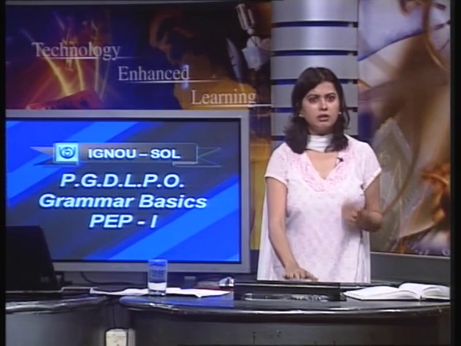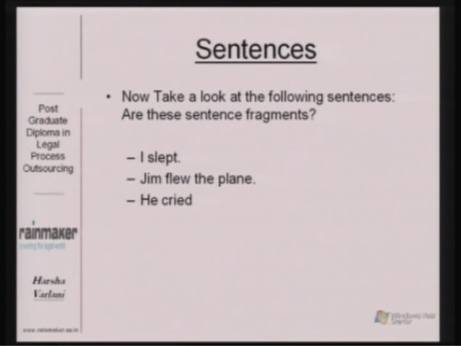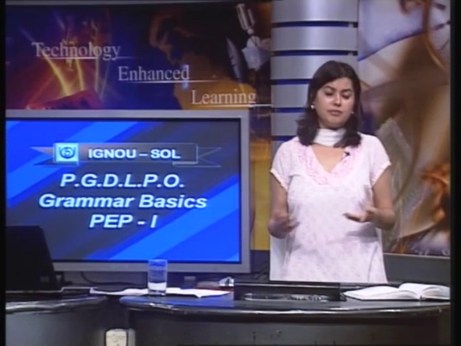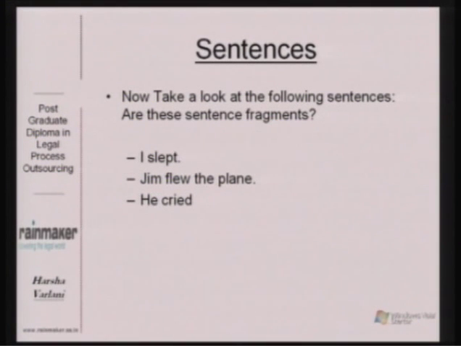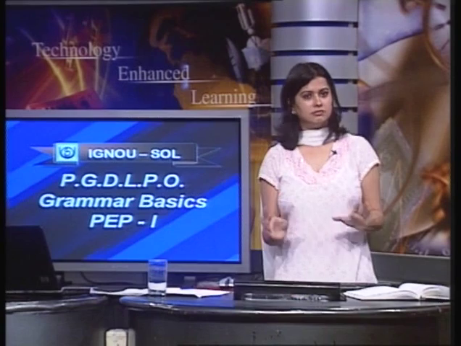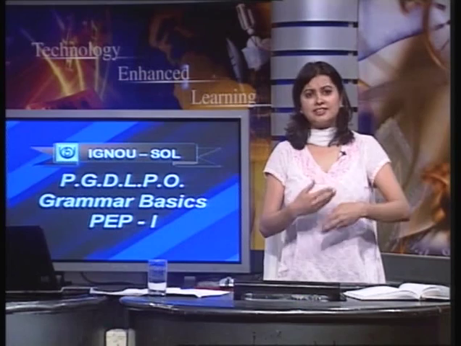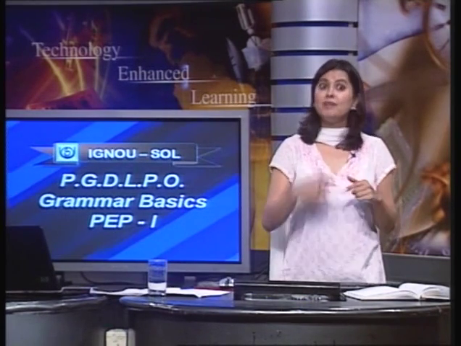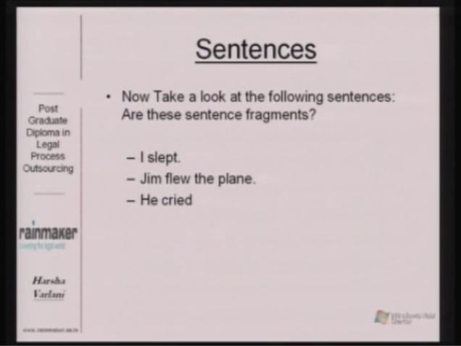Are these sentences maybe just too short, that is why they are not a full sentence? So let us look at these sentences. I slept. Did it give you a full picture? Yes, I slept. Jim flew the plane. Okay, it gave me a full picture. Maybe you want to ask more questions to get more details, that is a different thing. But when I say Jim flew the plane, it gives you a complete picture. He cried. It gives you a complete picture. Maybe you would want to know why he cried, and so on. That is to and fro communication to get more information. But when I say he cried, it is a complete sentence. It does not leave a question mark in my head.